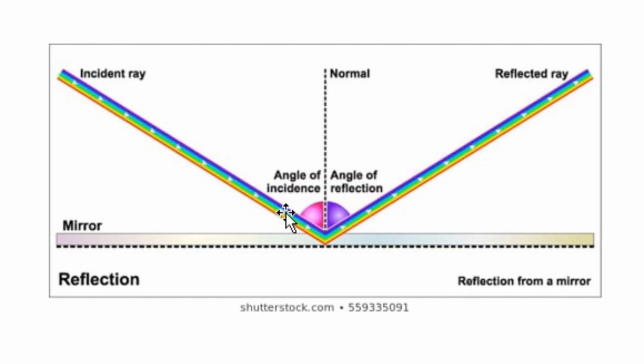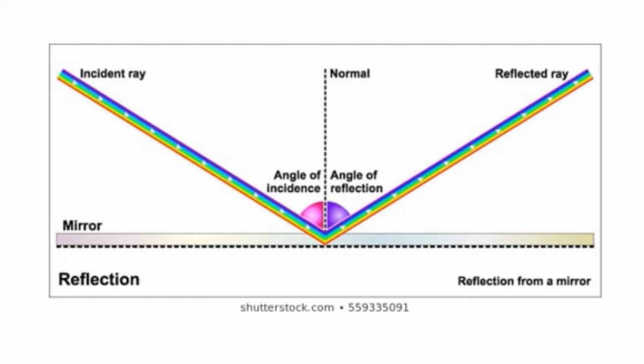Now, the important thing to remember here is that in this diagram, your angle of incidence, which goes with your incident ray, is between the incident ray and the normal, not the mirror itself. And from the reflected ray to the normal is your angle of reflection. It's important to be measuring those from the normal.